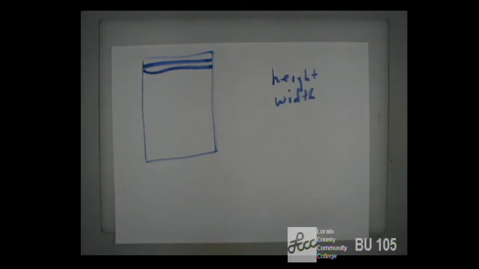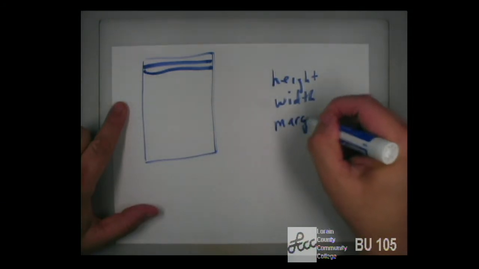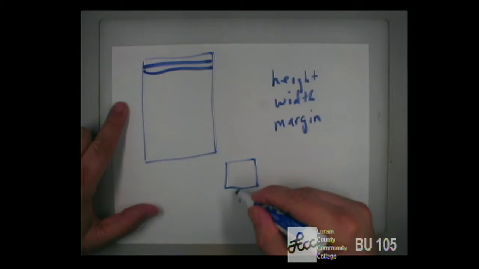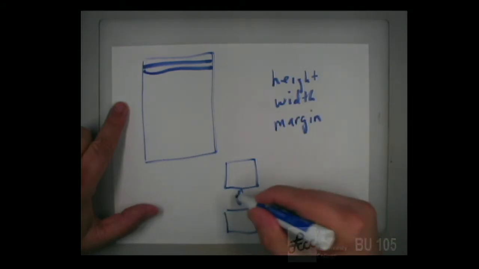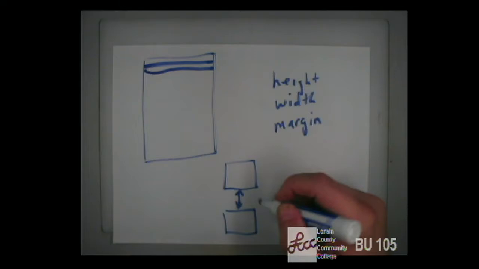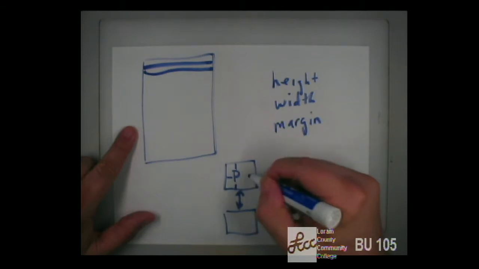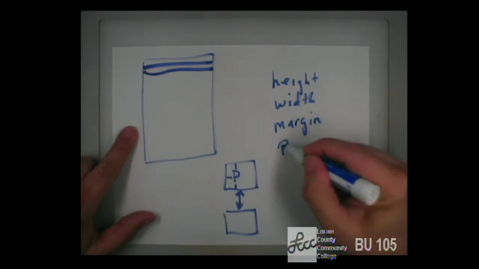We can specify the margin. The margin is the distance between two elements. And by default, there's a certain value for the margin. You can always override that default when you create the CSS. So margin is the space between things. Padding is the space between the edge of the box and the text. And finally, border is the border. All right?